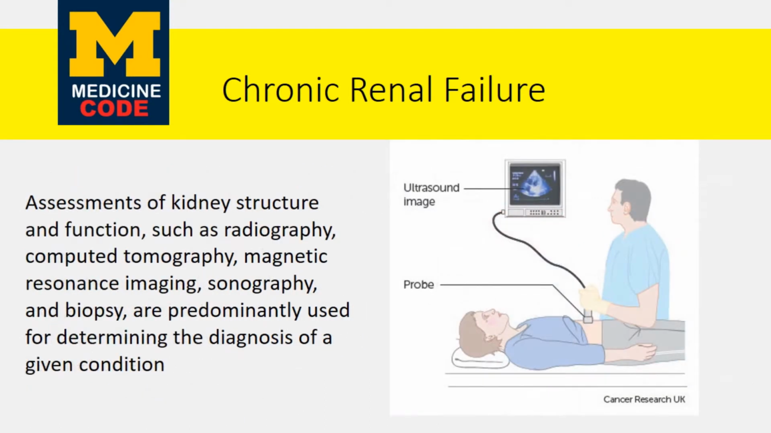Equations to estimate creatinine clearance or GFR are commonly used in ambulatory and inpatient settings, and incorporate patient laboratory and demographic variables such as serum creatinine concentration, SCr, cystatin C, age, sex, weight, and ethnicity. Assessments of kidney structure and function, such as radiography, computed tomography, magnetic resonance imaging, sonography, and biopsy, are predominantly used for determining the diagnosis of a given condition.